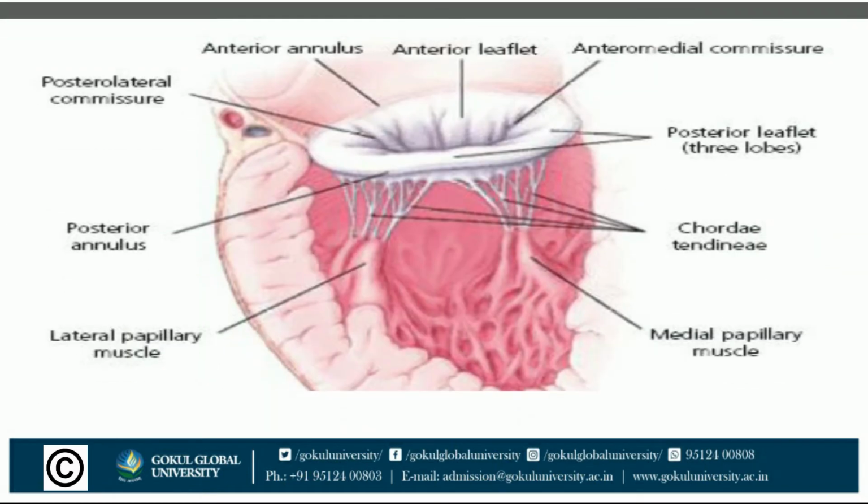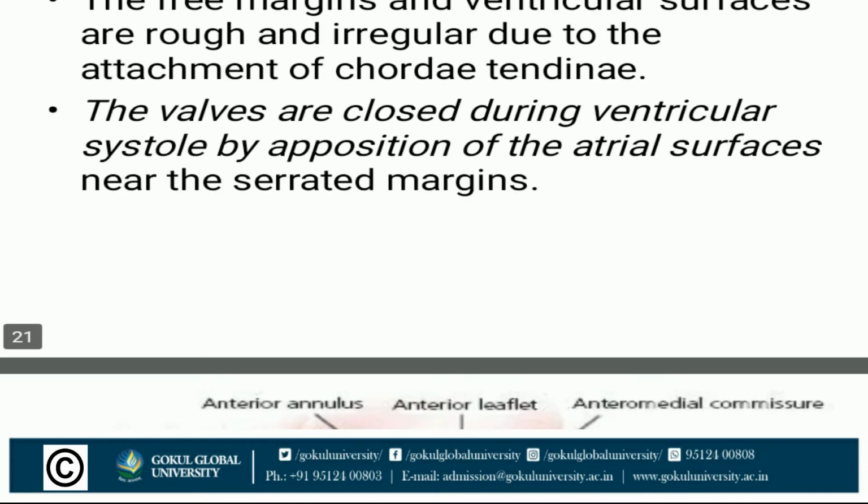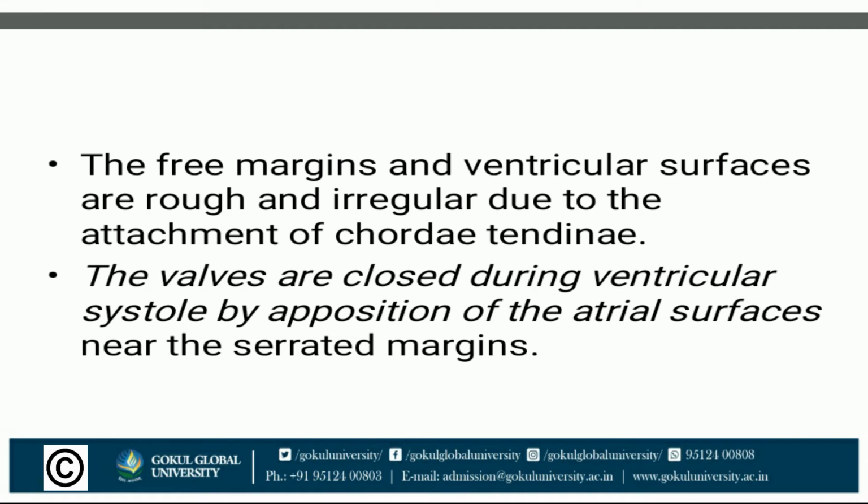In this diagram you can see chordae tendineae and muscles, medial papillary and lateral papillary muscles, anterior leaflet, posterior leaflet, posterior lateral commissure, posterior annulus. The free margins and the ventricular surface are rough and irregular due to attachment of chordae tendineae that we have seen. The valves are closed during ventricular systole by opposition of the atrial surface near the serrated margins.